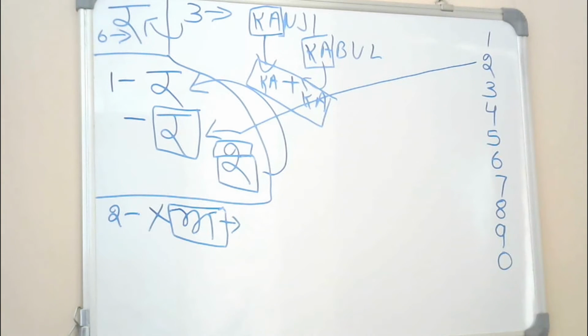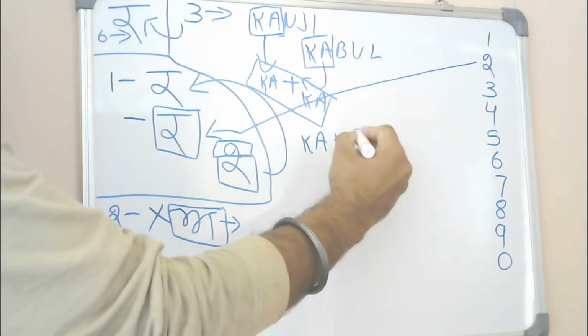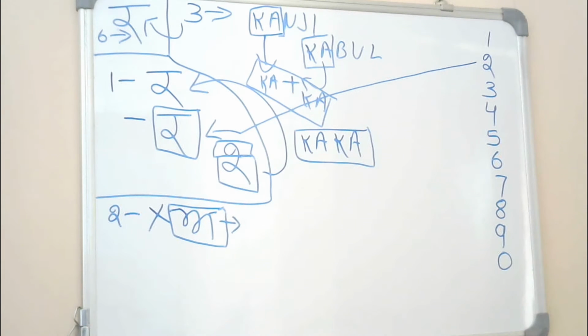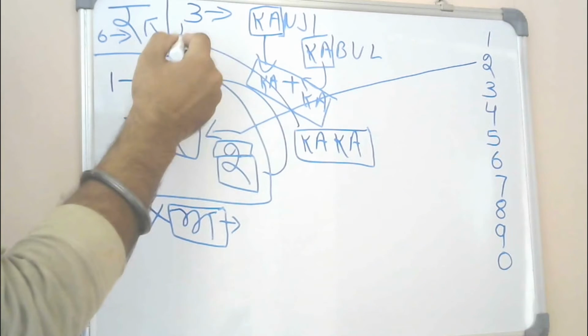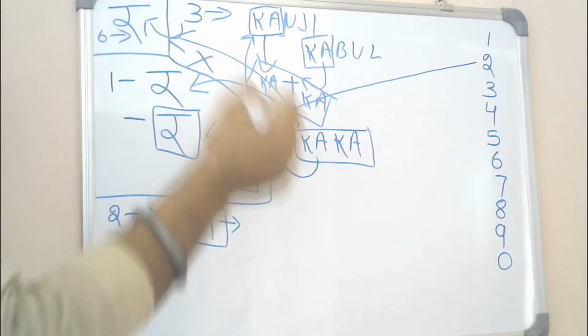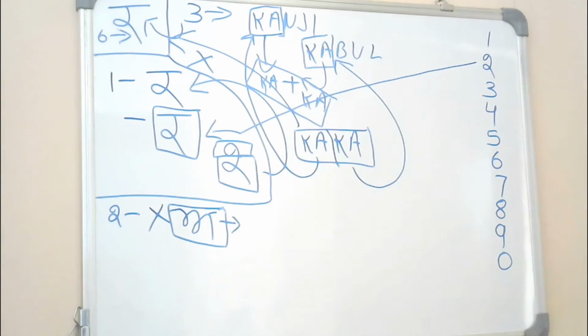Kaka. You can of course write it in this way, but the sound will be different. This is actually a parrot in New Zealand, kaka, but this is not how you're going to pronounce this letter. The sound of first ka will come from kanji and the second ka will come from Kabul. So it will not be kaka, but ka. First one is ka, second one is ka, ka, ka.